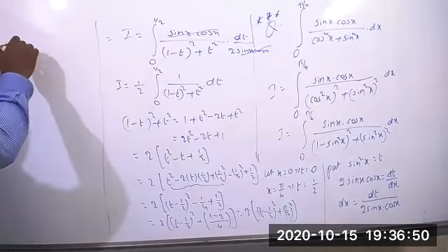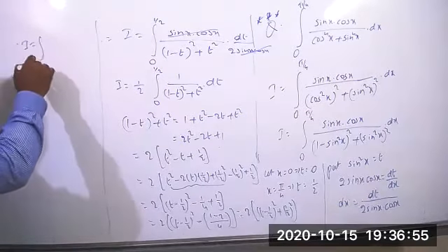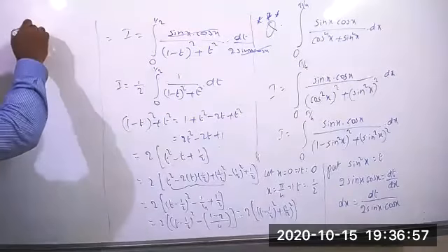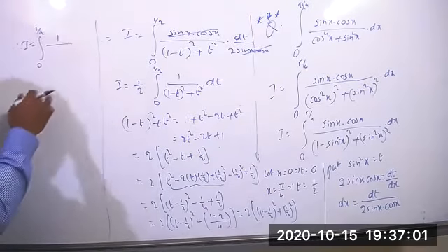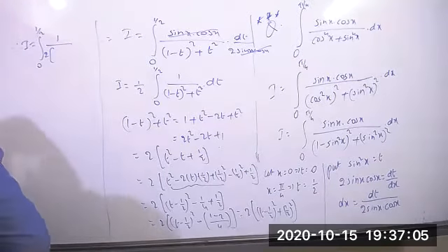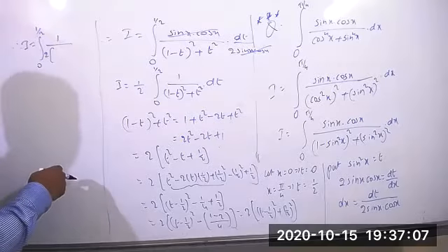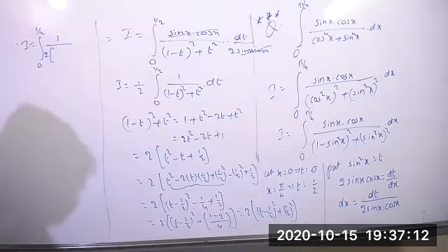So therefore, the value of I equal to integration of 0 to 1 by 2. So 1 by the denominator, which you can write as 2 into t minus 1 by 2 whole square.